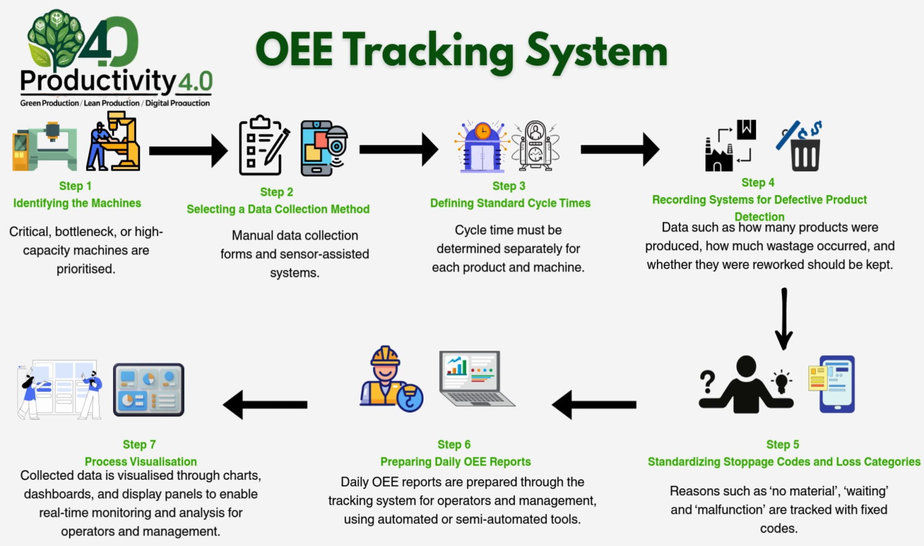When setting up an OEE tracking system, identifying the machines is the first step. Critical machines, bottlenecks, or high-capacity machines should be prioritized. In the second step, data collection methods are selected. At this stage, manual forms or sensor-assisted systems can be used. In the third step, standard cycle times are defined. Defining separate cycle times for each product and machine is critically important for accurate future analysis. These steps are the cornerstones for the successful operation of the OEE system, and each directly affects the process.